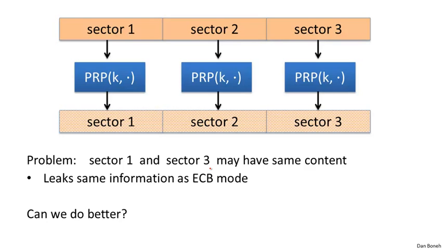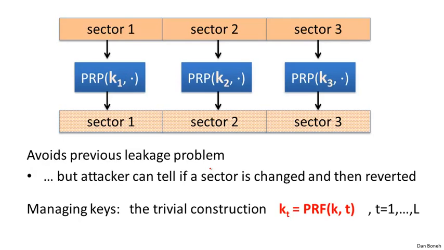And so the answer is yes, and the first idea that comes to mind is, why don't we use a different key for every sector? So you can see sector number 1 gets encrypted with K1, sector number 2 gets encrypted with K2, and so on and so forth. So now even if the content of sector number 1 is equal to sector number 3, the ciphertext of sector 1 and sector 3 will be different because they're encrypted under different keys. So this avoids the leakage that we talked about before, although I do want to point out that there's still a little bit of leakage in this mode.